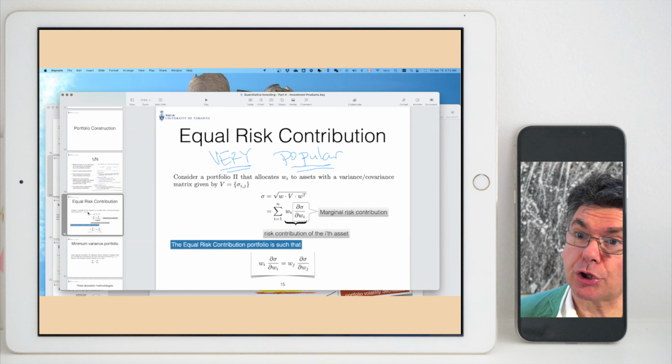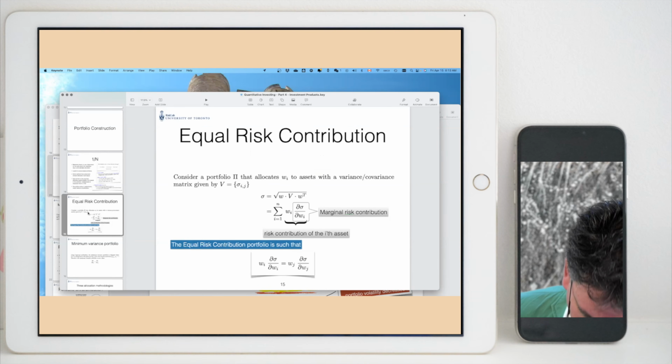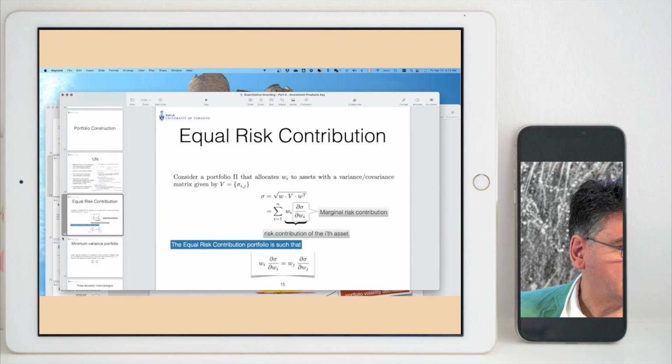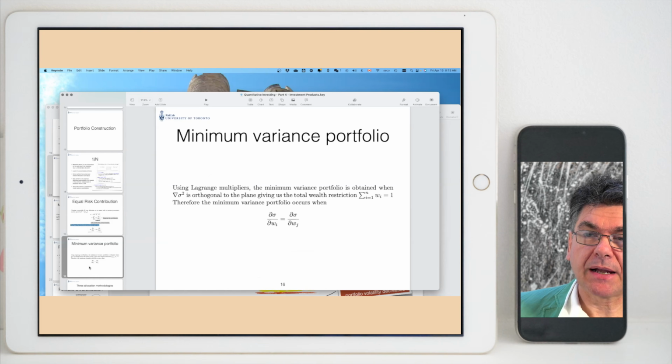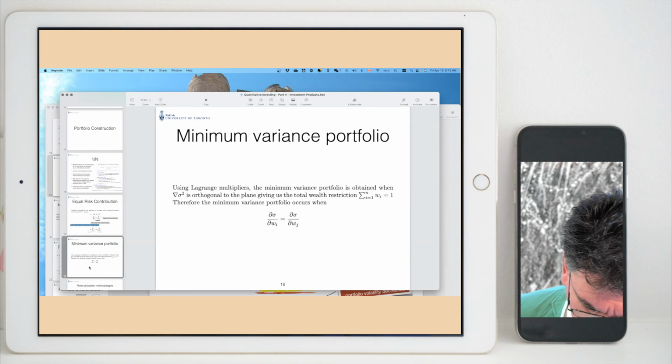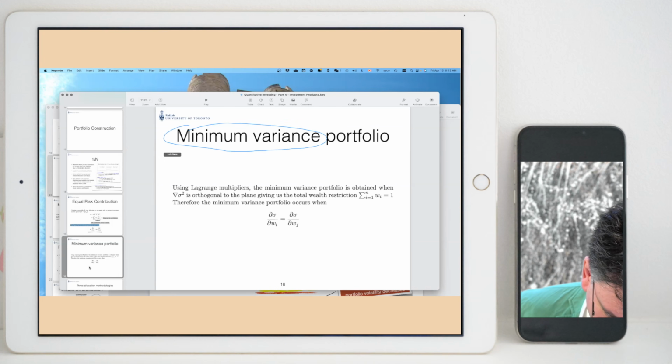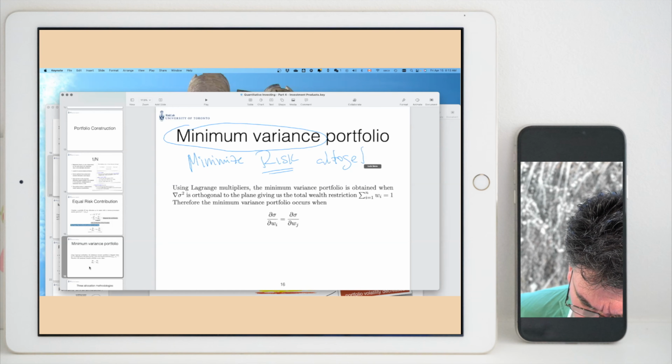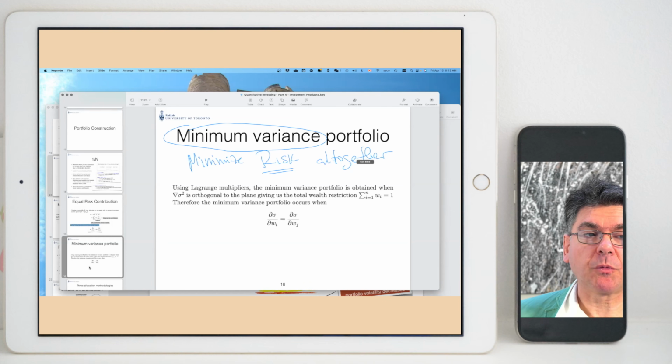Let me continue. There's a third one. There are three. The third one is also based on the concept of risk, but the approach is different. It's called a minimum variance portfolio. Minimum variance. You just want to minimize risk altogether. So you just want the portfolio with the lowest risk. Not that the risk is the same for all of my components. No. The risk is the lowest.